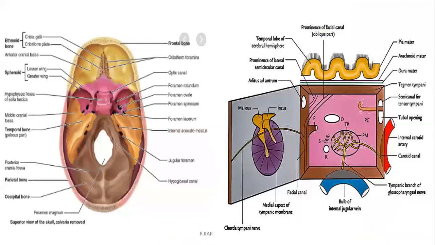This will be your internal acoustic meatus. Once it enters into your internal acoustic meatus, it is going to enter into the facial canal in the petrous part of the temporal bone. I hope you are able to correlate. Here it is going to come like this. It is going to enter the internal acoustic meatus, and then enter the facial canal by moving onto the petrous part of the temporal bone.